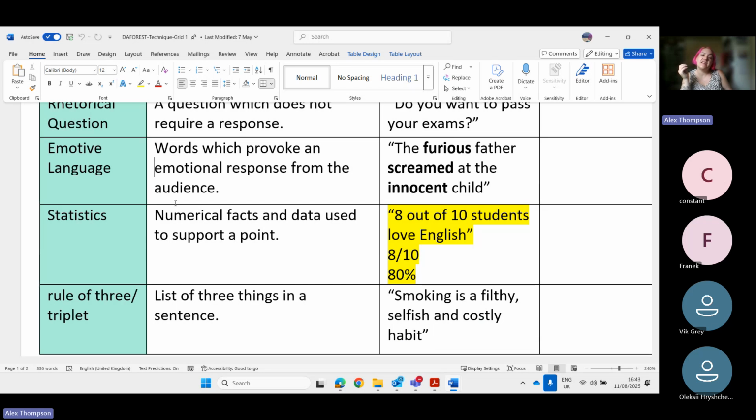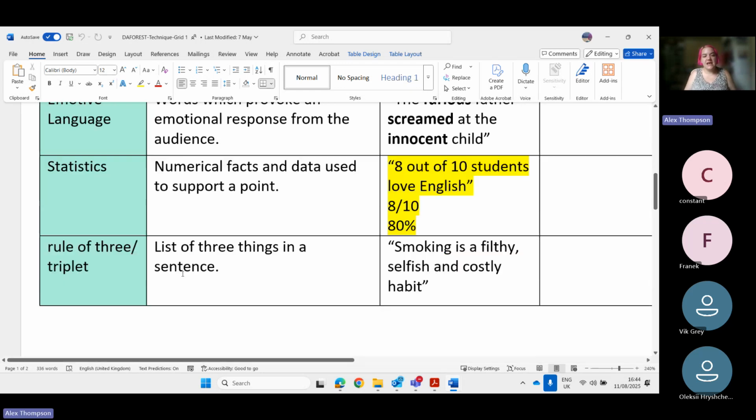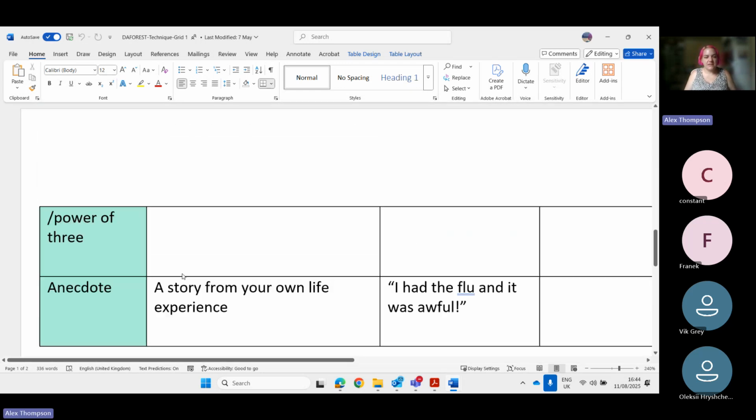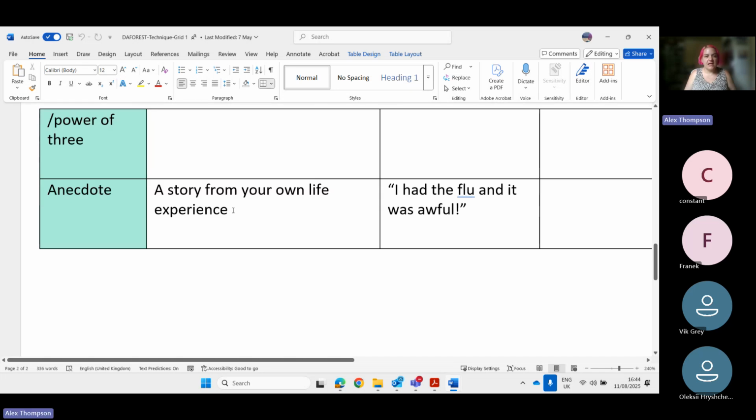The last thing on the list is a rule of three or a triplet. So whenever we have three listed items, so the example here, smoking is a filthy, selfish and costly habit. Or you could say litter picking is good for your mind, your soul and your area. There we go. So all of these techniques are used. I think there we go. I especially like the very last one. I had to remember it was on here.